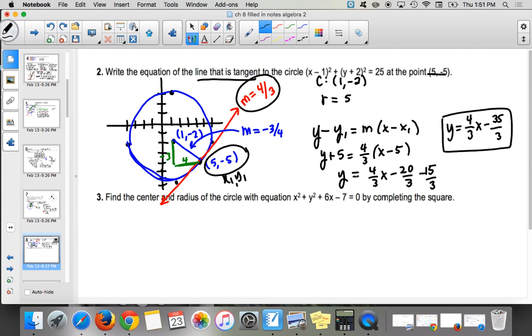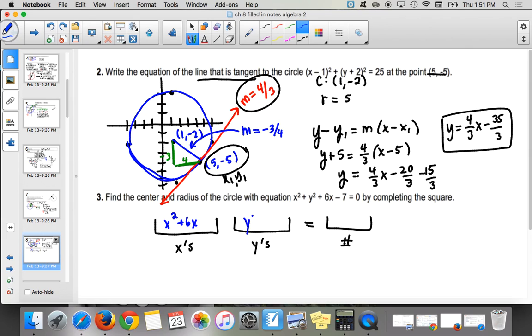The way we're going to set up all of these throughout this chapter is we're going to do x's together, y's together, and then equals the number on the other side. So we're first going to rearrange all the items in our equation. I'm going to have x squared plus 6x under the x's, and the only y value, y squared, there. So I'm just moving things around. So x squared plus 6x, y squared, and my number, if I add the 7 over, I get 7. Okay? So we first rearrange.